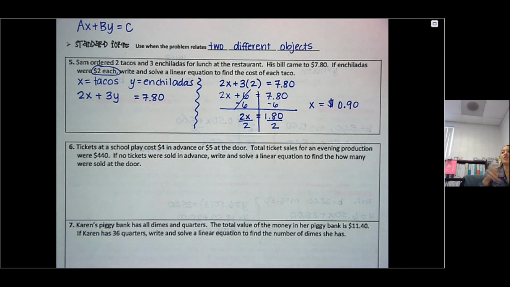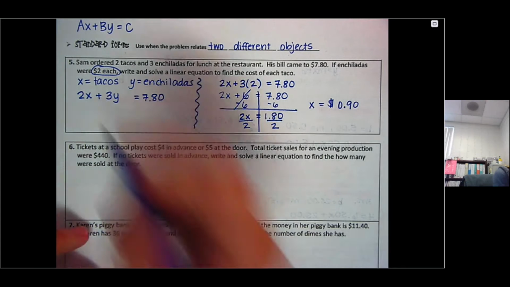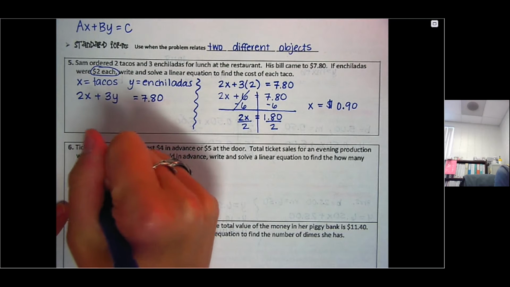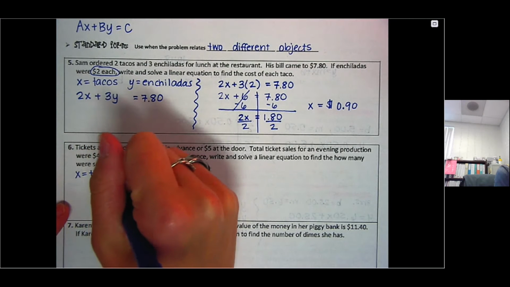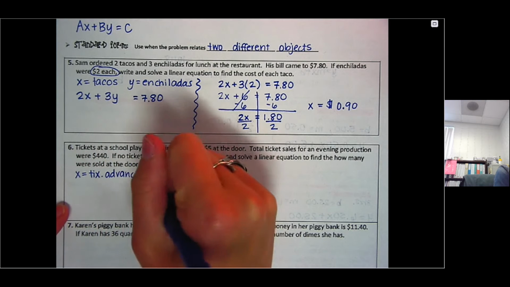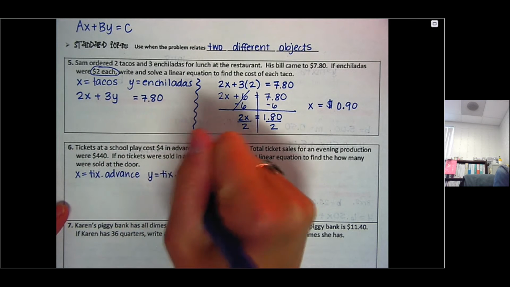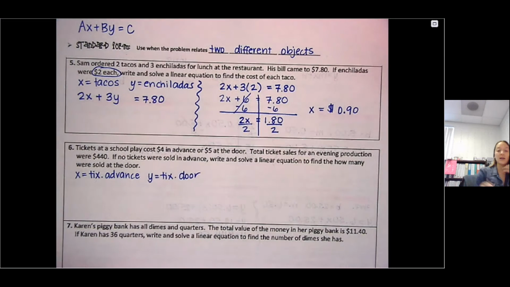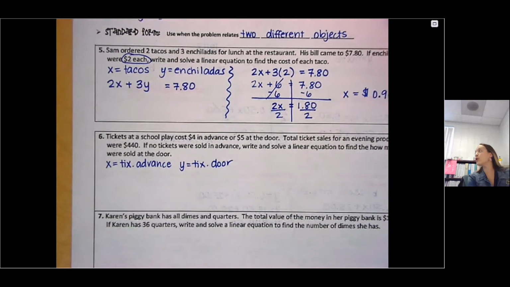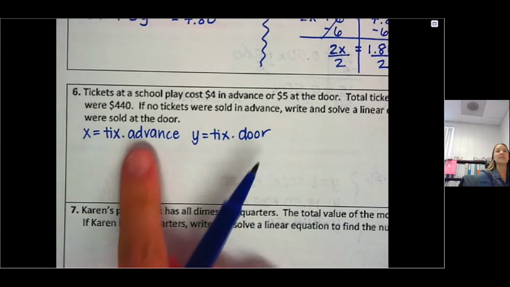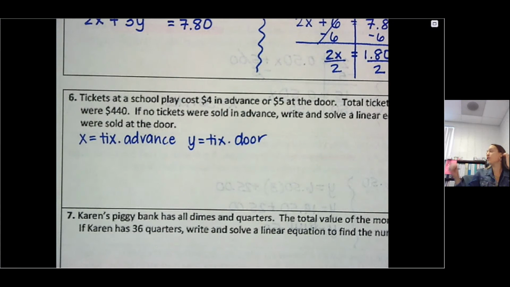So there are 2 different variables here. What are the 2 different variables? Good. Tickets in advance and tickets at the door. So I'm going to put X is my tickets in advance. And I'm going to use Y for my tickets at the door. It doesn't really matter what letters you use, what order you decide to do it in, but you do have to physically write and tell me what you're using for each.